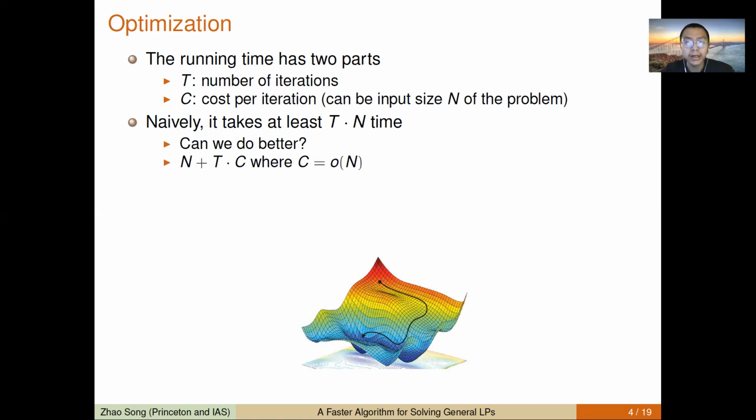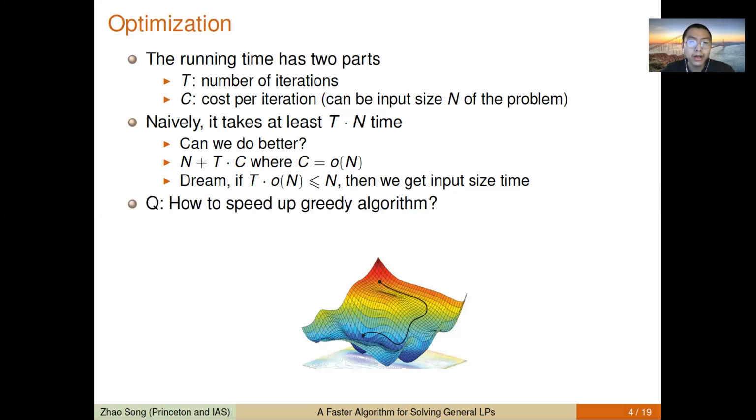The hope is that there is some way to read the input only once, and then in every iteration, you only spend sublinear time in the input size. Ideally, if capital T times small n is less than capital N, then you can actually get an input-size time algorithm. And this algorithm is essentially optimal because you have to read the input once to solve this question.